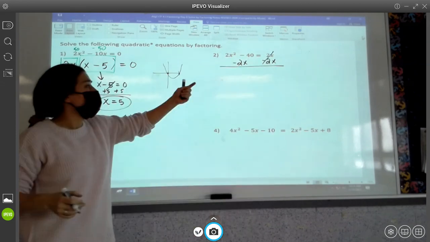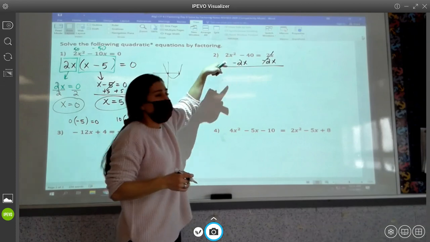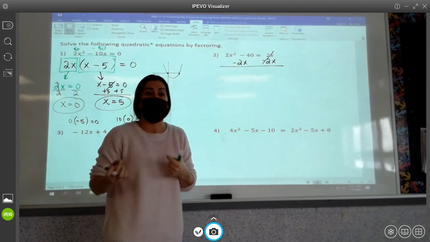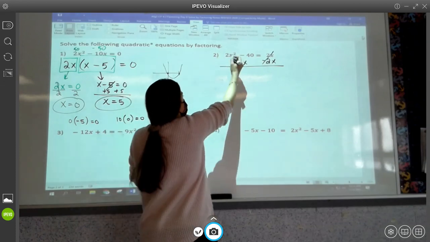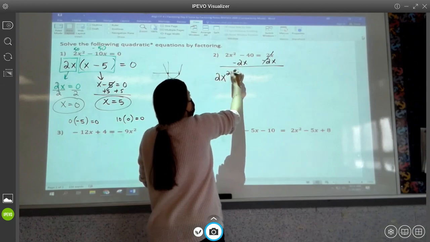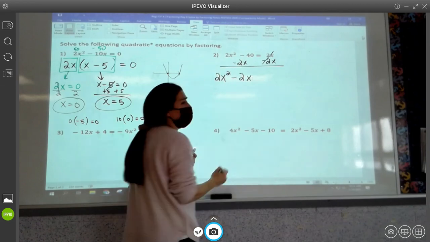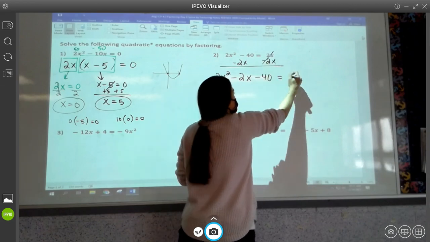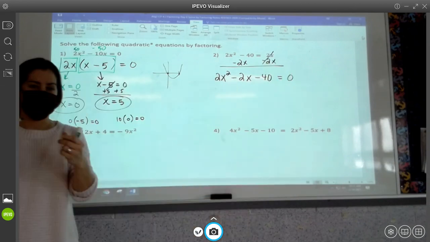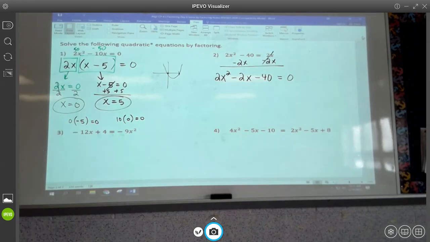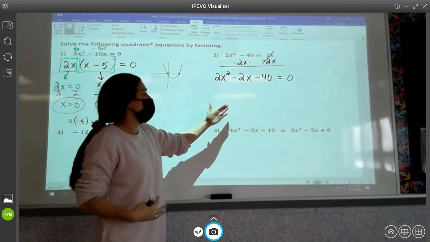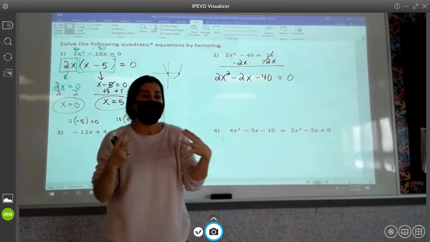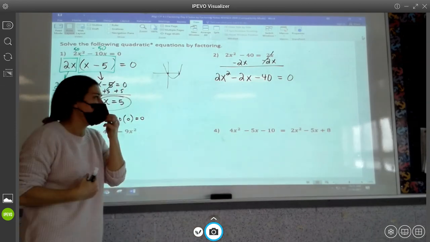All right, now, when I move it over, I don't have any like terms, but I do want them in a certain order when I go to factor. So let's write them in the correct order. 2x squared should be first, negative 2x should be in the middle, and negative 40 should be at the end, and now it equals 0. So now that we have everything on one side set equal to 0, we're going to be able to apply that zero product property.